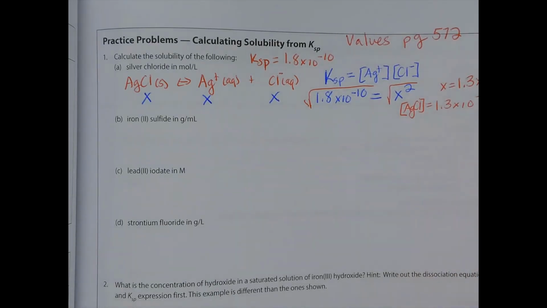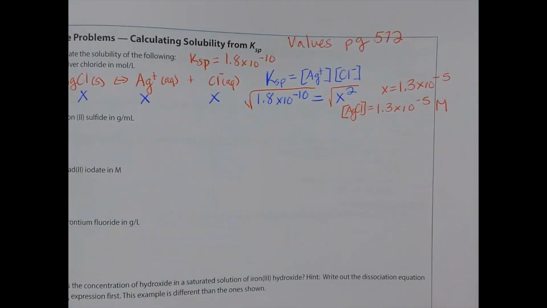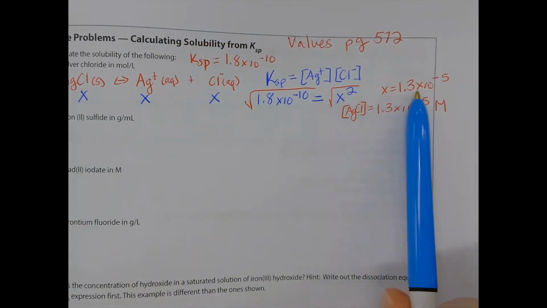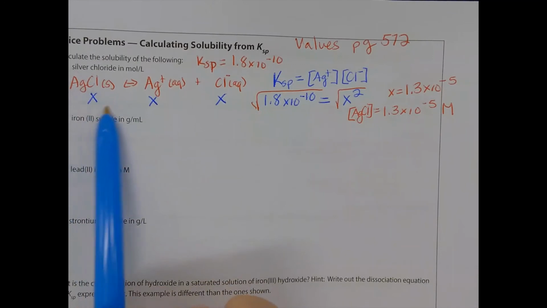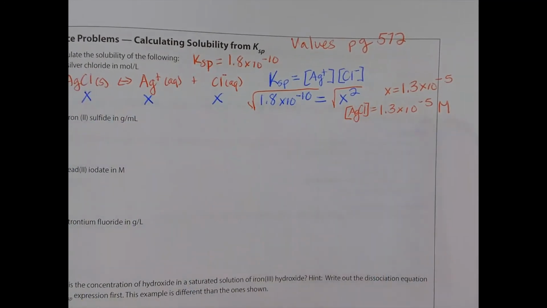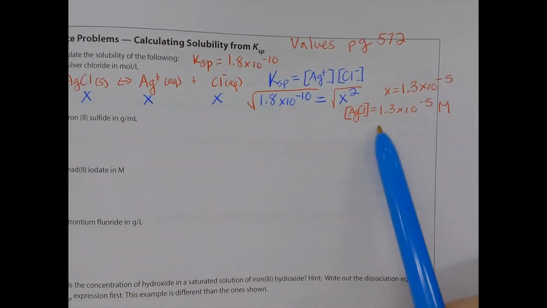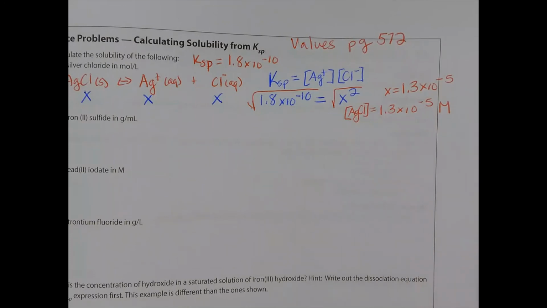Its molarity. Alright, so we took the square root of this and got our X value. That X value represents the solubility of our solid. So if we saturate that solution, we're going to get 1.3 times 10 to the negative 5th molar of AgCl. That's our max we can get.